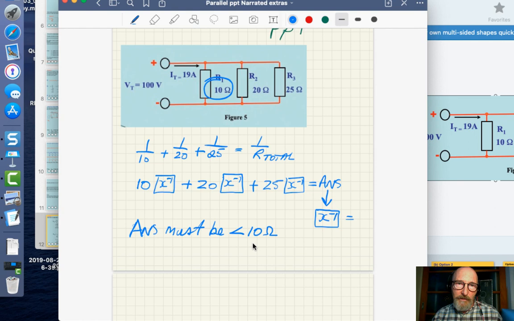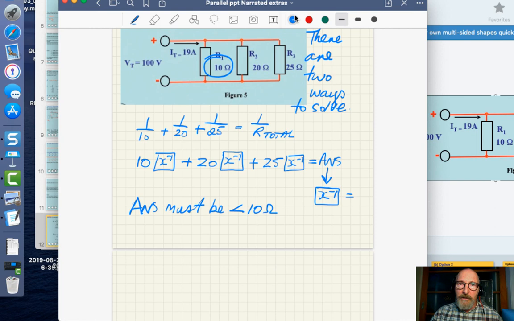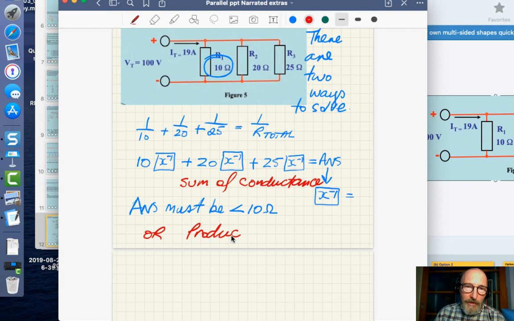Now, that's not the only way to do it. So I'm going to put on the side here, there are two ways. There's three ways, but we'll keep it simple. There's two ways to solve this. You can use the sum of the conductances or you can use product over sum, but you've got to do things in chunks. And I do like product over sum because you don't need a calculator for a lot of the things that you do with product over sum.